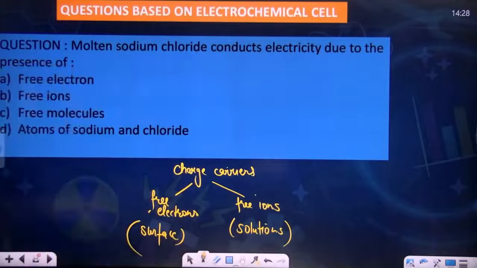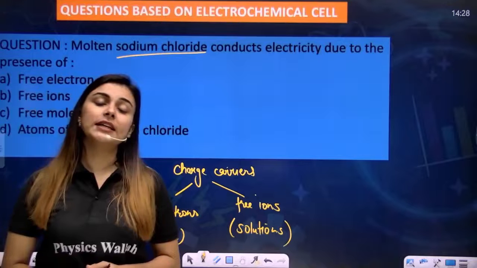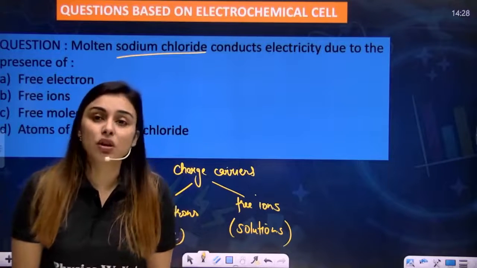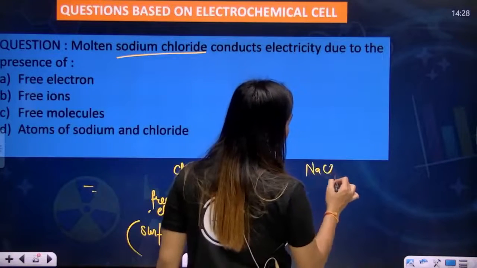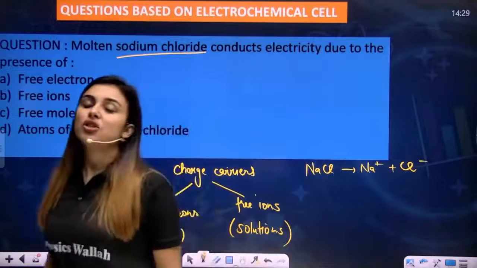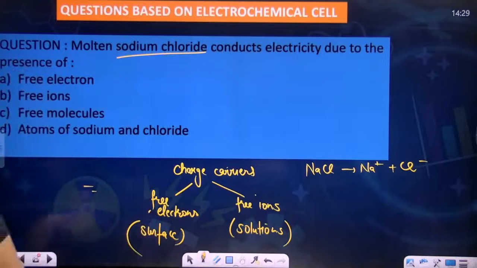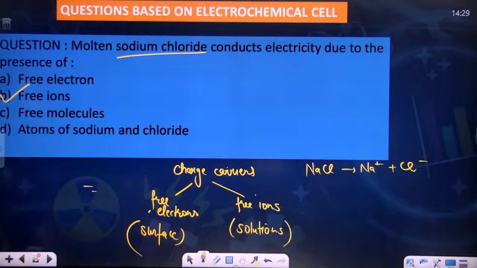So the question is asking that molten sodium chloride conducts electricity. Molten sodium chloride is a solution, and if it is conducting electricity, that means they are carrying the charge due to free ions, because you had NaCl, it is molten NaCl, so you will get Na+ ion and Cl- ion, which will act as your charge carriers, right? Yes, so free ions, option B will be your correct answer. Perfect. Very good, my dear students.